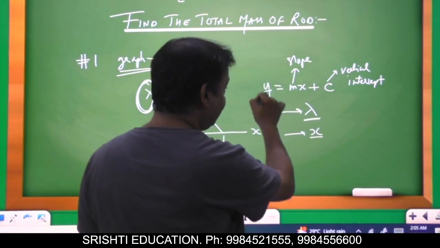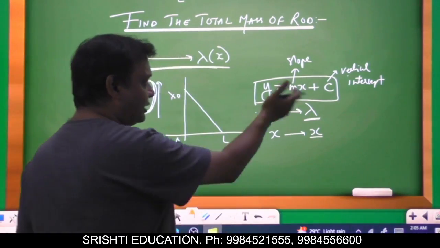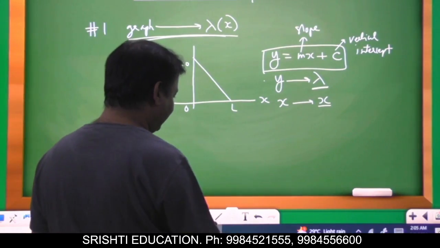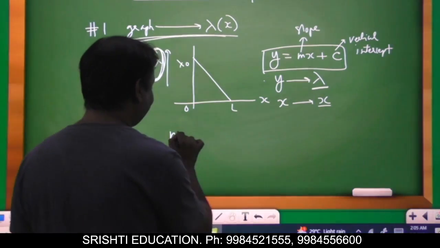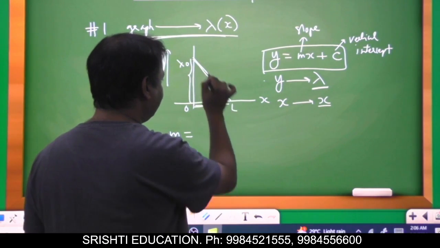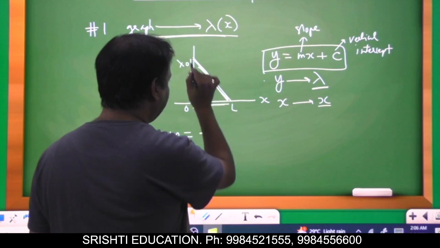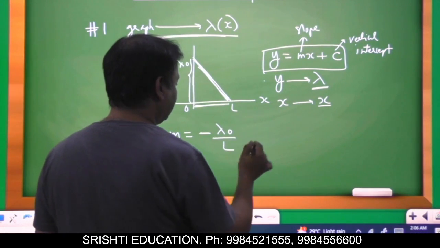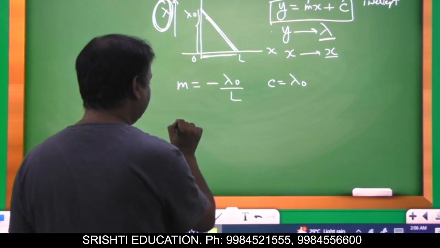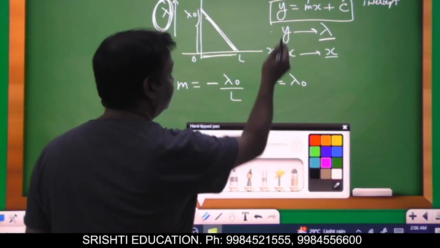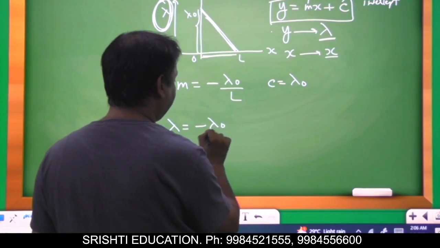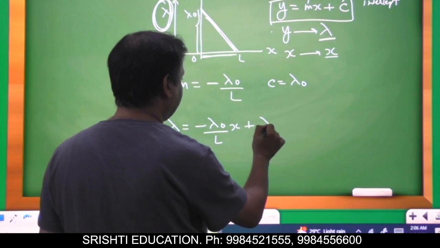We have to transform. This is the prototype model equation. You have to compare what the present variables are. So in this problem, in place of y, we have lambda. In place of x, we have x. Now let's find the slope. Slope is your rise by run, and the graph is coming down, so the slope will have a negative sign. So it will be minus lambda naught by L, and the intercept will be lambda naught. So your function will come to be, in place of y put lambda, in place of m put minus lambda naught by L, x plus lambda naught.